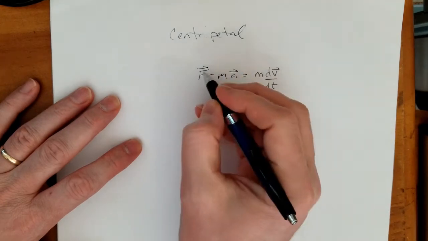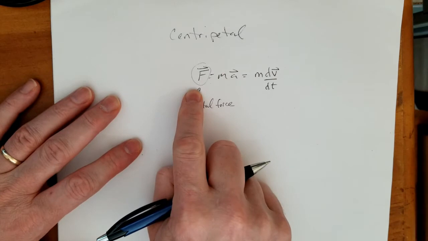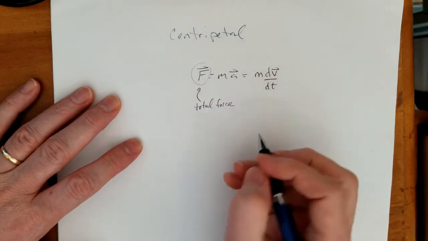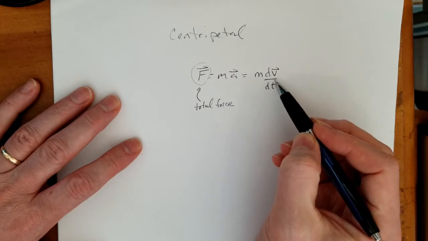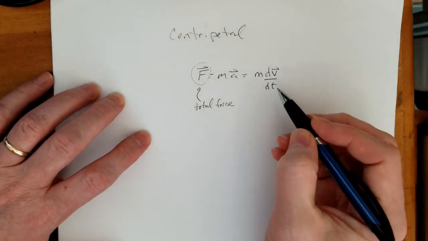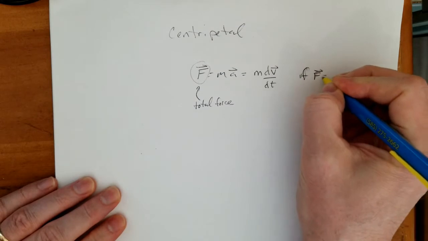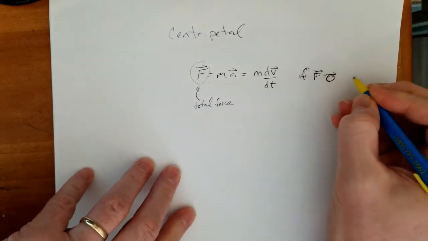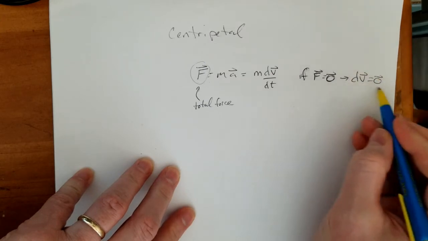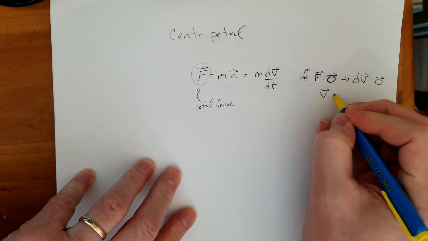So if the total force, this is the total force on an object, is 0, then the change in velocity is 0. In essence, an object will maintain a constant velocity unless there's a net outside force acting on it. And a constant velocity would mean that if the total force is 0, the change in velocity is 0. In essence, velocity is constant.